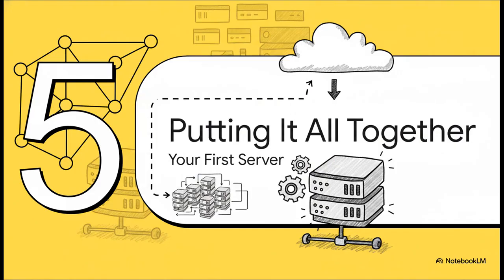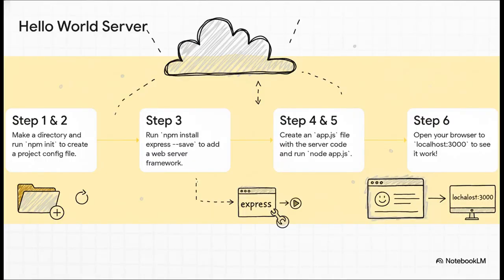All right, so we've covered the why and the how. Now, let's actually see just how simple it can be to put these pieces together and create a real working backend server. Now, I know building a server sounds really complex, but with Node, it boils down to just a few quick steps. You make a new folder, you use NPM to add a popular web server tool called Express, you write a few lines of code in a file, and then you run one last command to start it. That's it. You've got a working server on your computer.